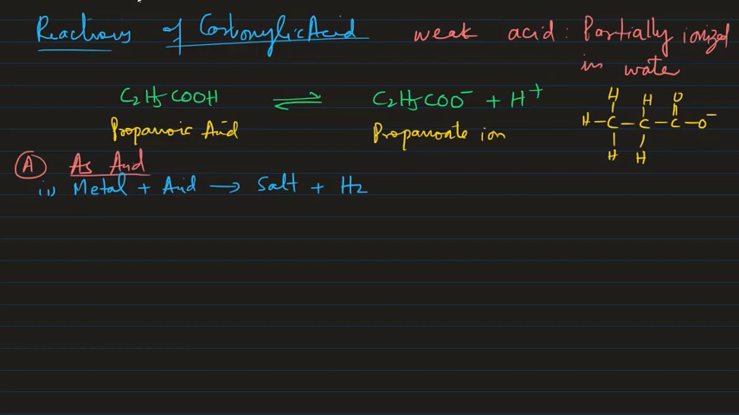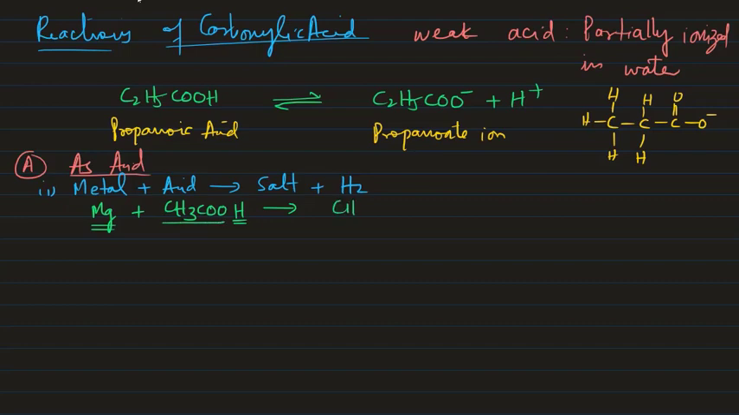So we can take any metal, like magnesium metal, and react it with acid. The acid is CH3COOH. Now what happens is that this H is replaced by the Mg, and Mg, you know, is 2 plus, while this carboxyl, this ethanoate ion, will be negative 1.